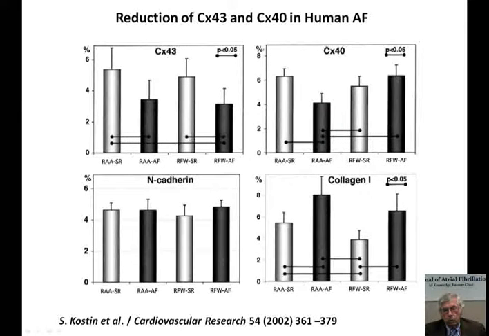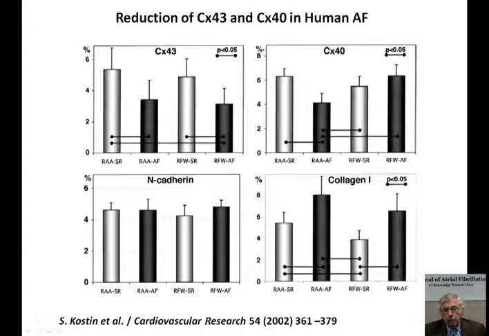This shows data from human tissue from Costin et al., who measured connexin 43 in post-op specimens from the atria, and you can see that the amount of connexin 43 is markedly reduced in the right atrium in patients with atrial fibrillation. Also, this is the appendage, markedly reduced in the free wall in patients with atrial fibrillation. And likewise, the other primary connexin, connexin 40, is reduced in these patients with atrial fibrillation, as shown here.